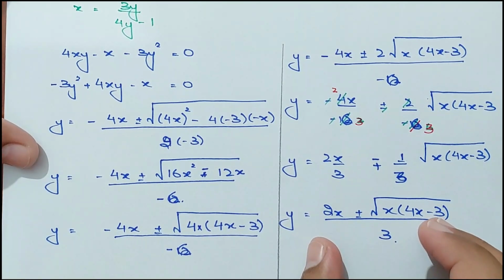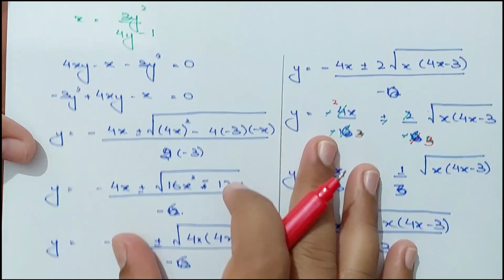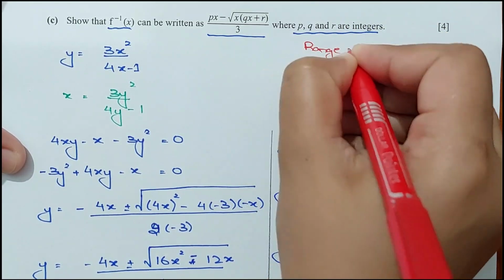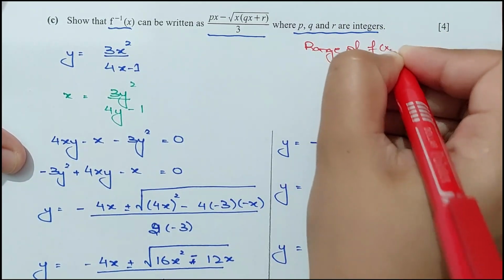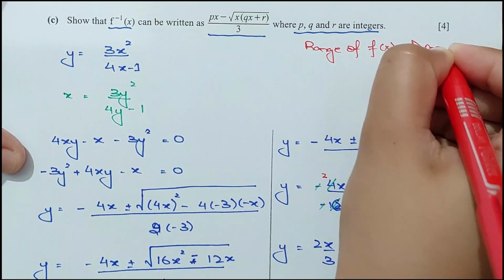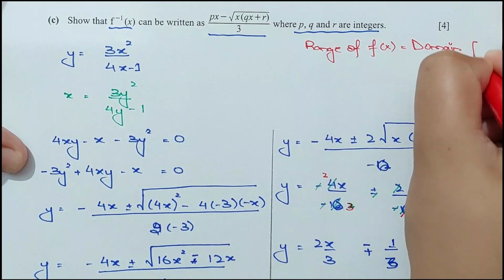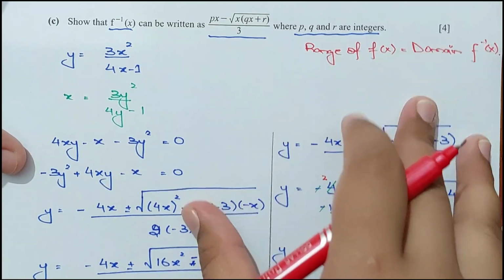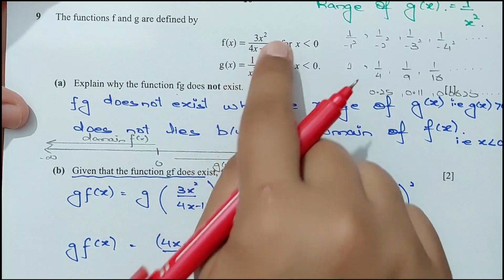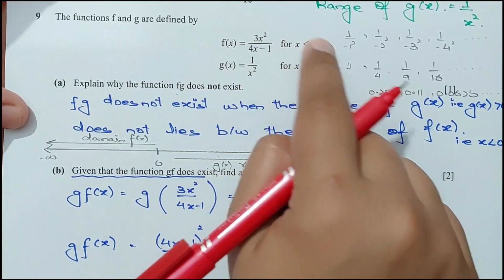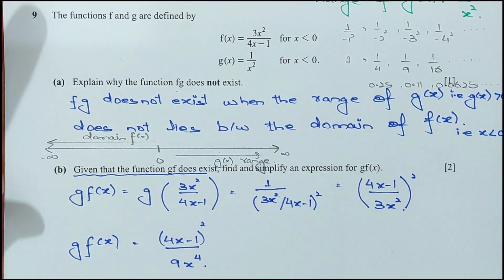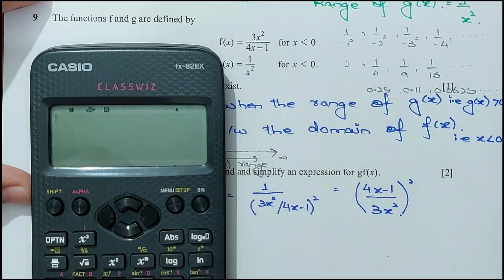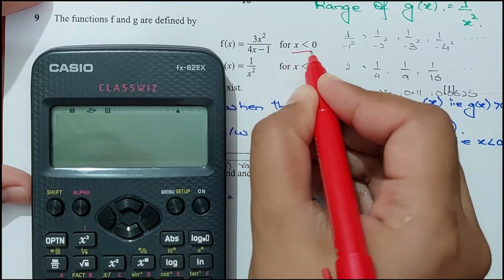As we know, let me write this down, the range of f of x is equal to the domain of f inverse of x, right? So we have to find out the range of f of x. We are given f of x, which is equal to this, and the domain is x less than 0. So let me find out the range of f of x.